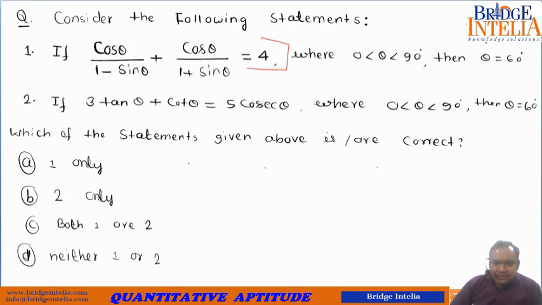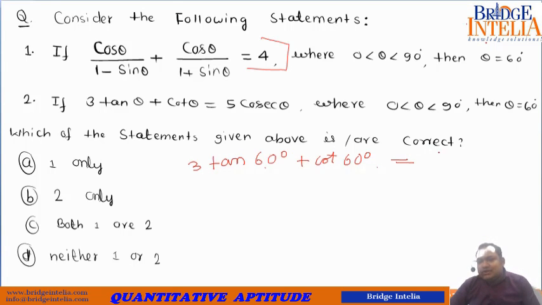So let's do that. 3 tan 60 degrees plus cot 60 degrees, is that actually equal to 5 cosec 60 degrees or not? This is what we have to verify. We have to simply verify. There is nothing to solve in it. So let's see. 3 into tan 60 degrees.